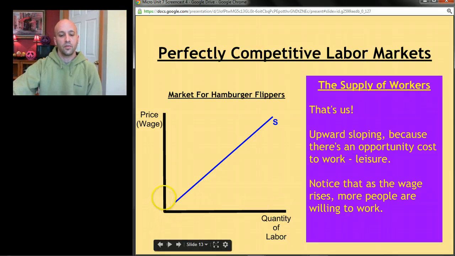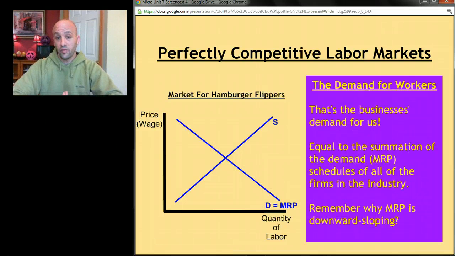So it's upward sloping because at low prices, at low wages, relatively few people are going to show up to work. If I offer you a penny to come and clean my house, not many people are coming to clean my house. The higher the wage I offer, the greater the supply, the more people would show up. If I offered $1,000 to clean my house, a lot more people would show up. So as the wage rises, more people are willing to work, we get an upward sloping supply curve.